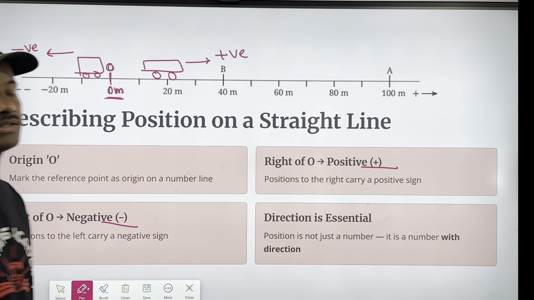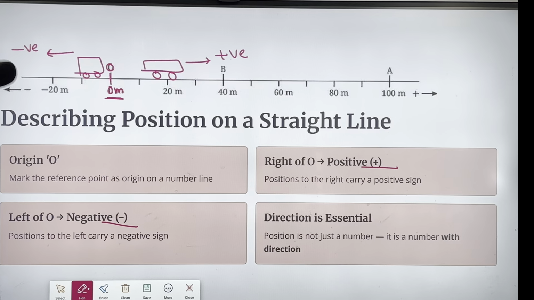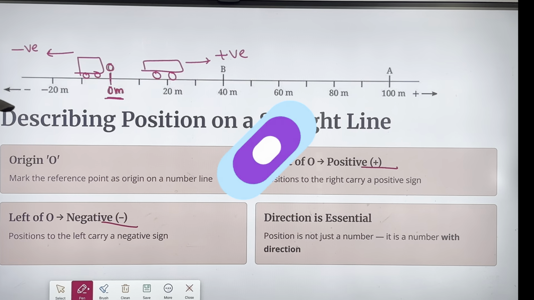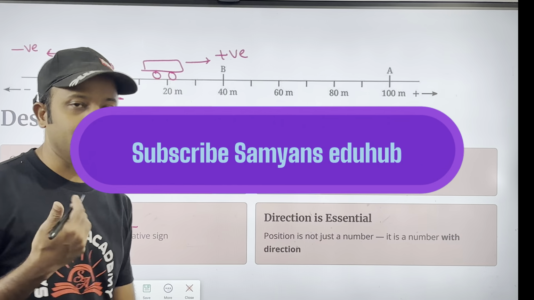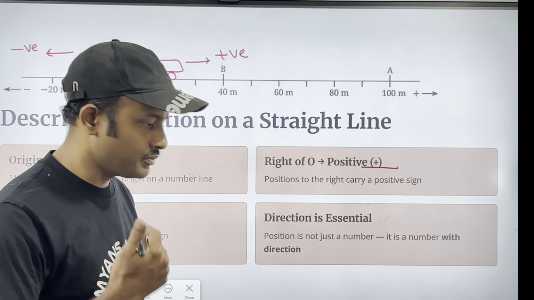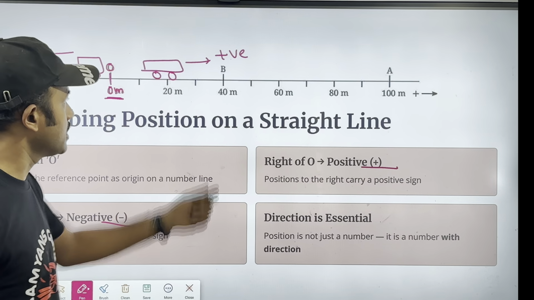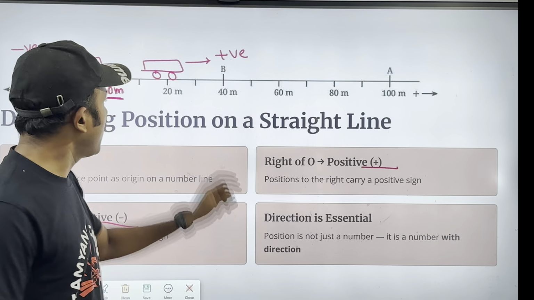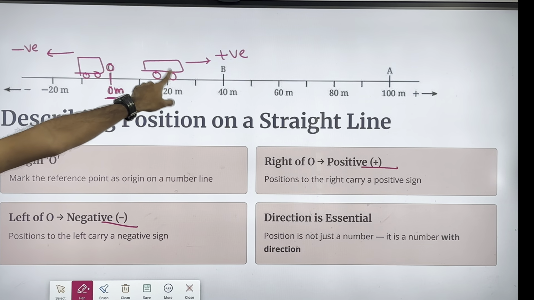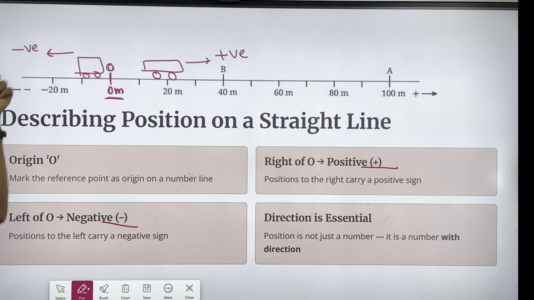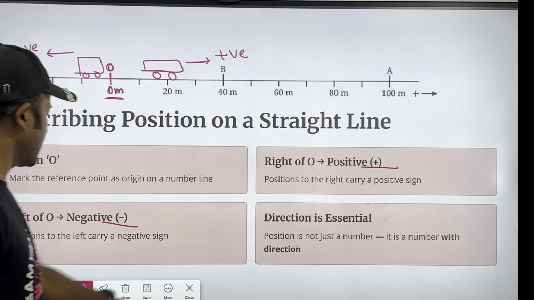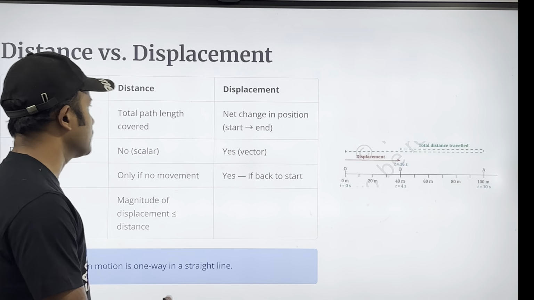So direction is essential. Position is not just a number, it is a number with a direction. If the object is moving towards the right side of the reference point, you consider the positive side. If it is moving towards the left side, you consider the negative side. Okay, move on to the next one.